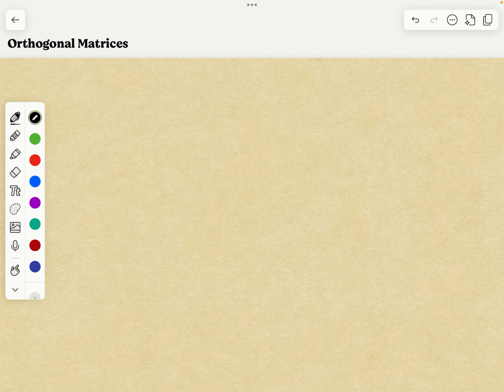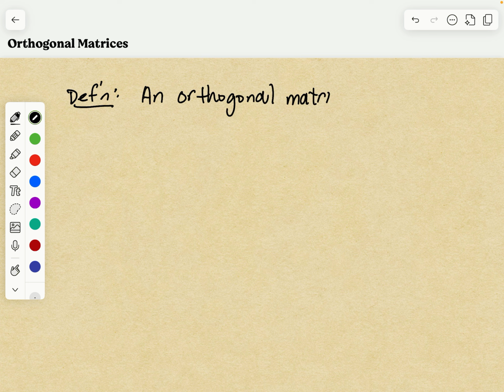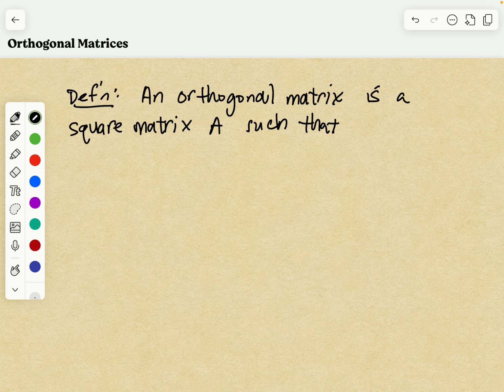In this video, we're going to talk about orthogonal matrices. An orthogonal matrix is a square matrix, say A, such that A is invertible and A transpose is equal to A inverse.